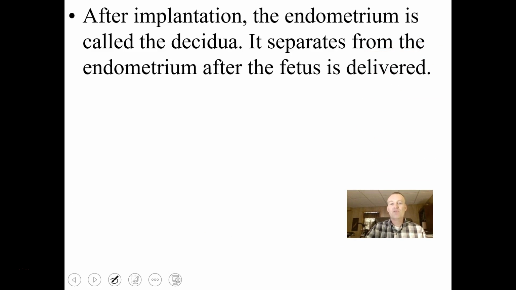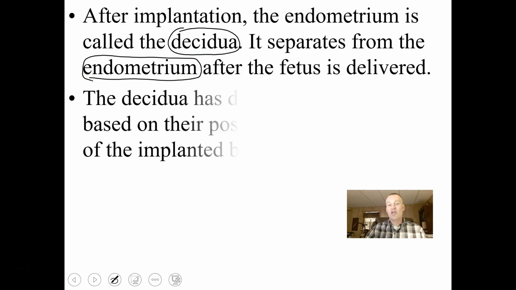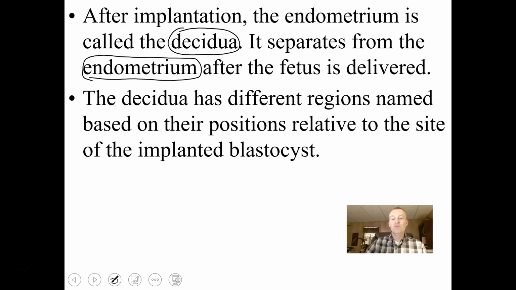So after implantation, the endometrium is called the decidua. Decidua means shed, so part of it will shed when the baby is born. It will be the portion of the endometrium that will shed when the fetus is delivered. There are different regions of the decidua, and they have different jobs, and those are named relative to where the blastocyst is implanted.